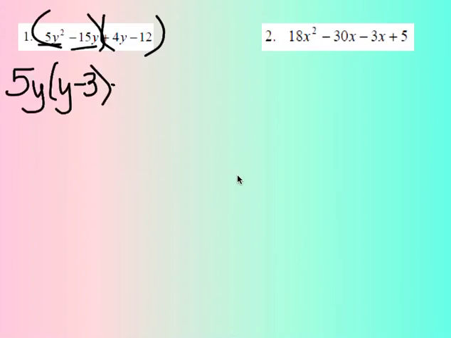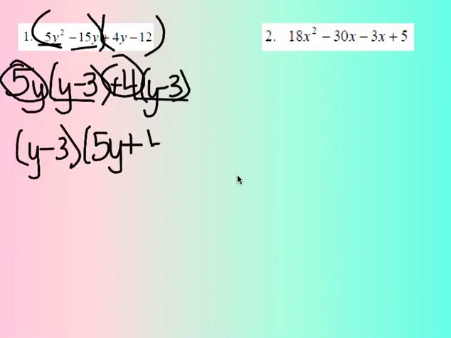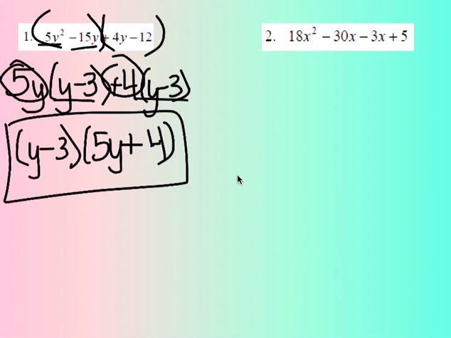So when I do that, I'm left with y minus 3. Between 4 and 12, I can take out a 4. And dividing each of those by 4, I'm left with y minus 3. Now remember, in order for factoring by grouping to work, your leftovers need to be matching. So if they're not matching, then you did something wrong. So then we're going to have y minus 3. And then in our other parenthesis, it's what we pulled out as our greatest common factor, which is 5y plus 4. So this right here is our final answer for number 1.